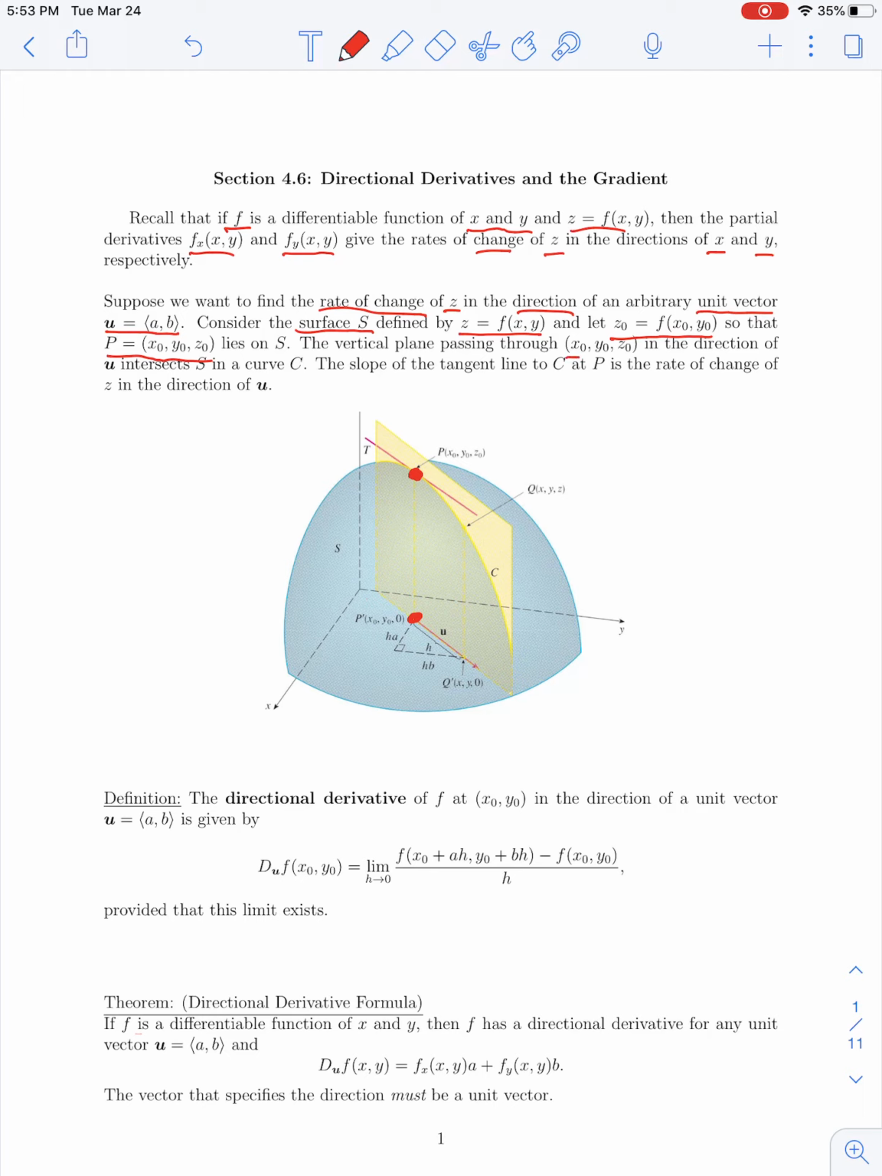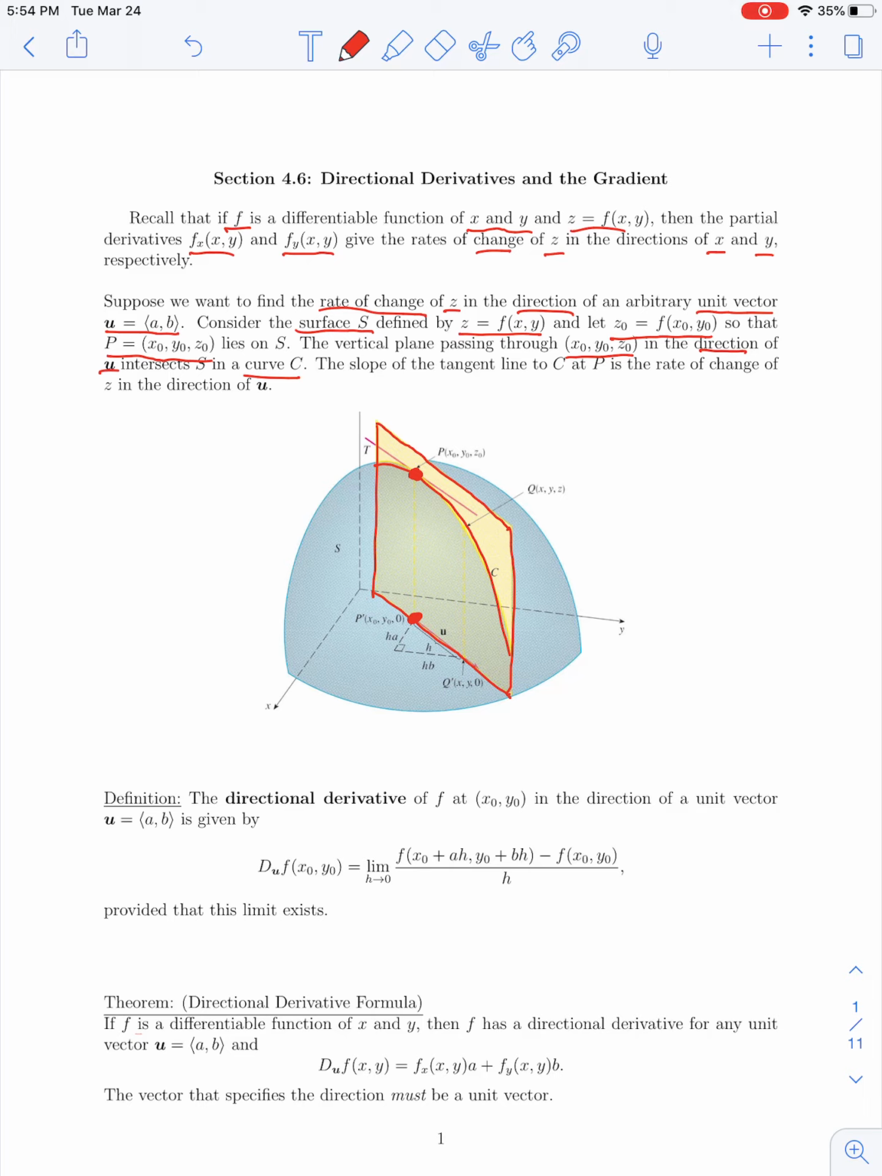Now, let's consider a vertical plane which passes through the point x naught, y naught, z naught, and is specified by the direction of this unit vector u. So what we're talking about here is a plane passing through my point, specified by the direction of this vector u in the xy plane. And this plane is going to intersect my surface in a curve C.